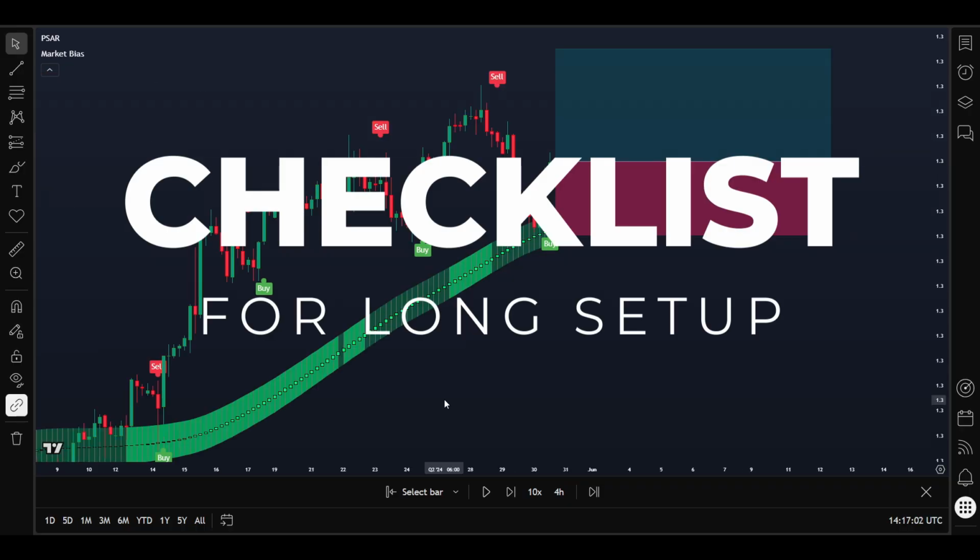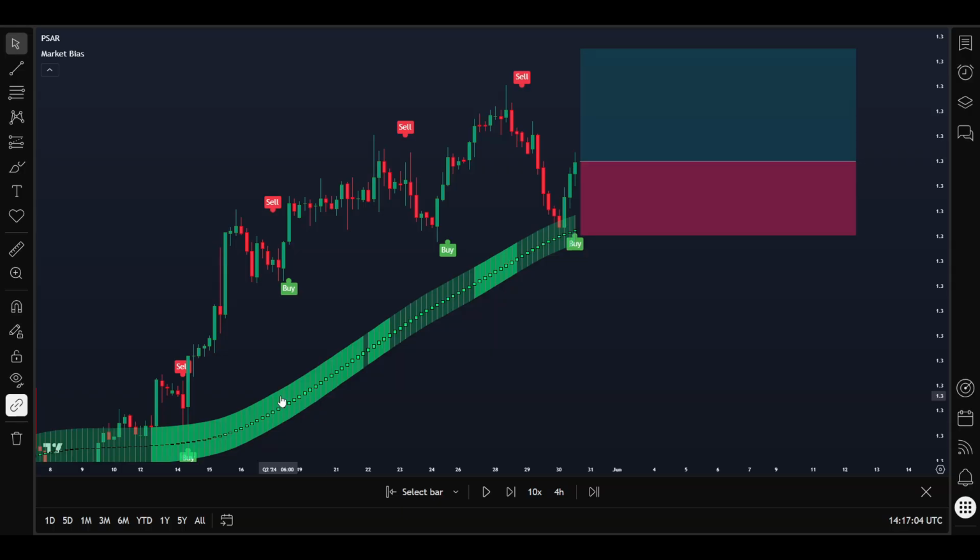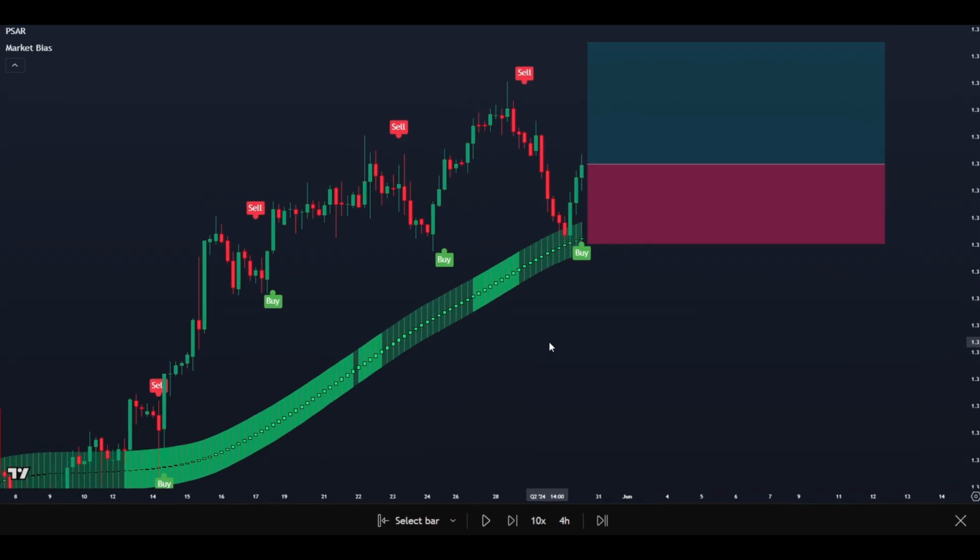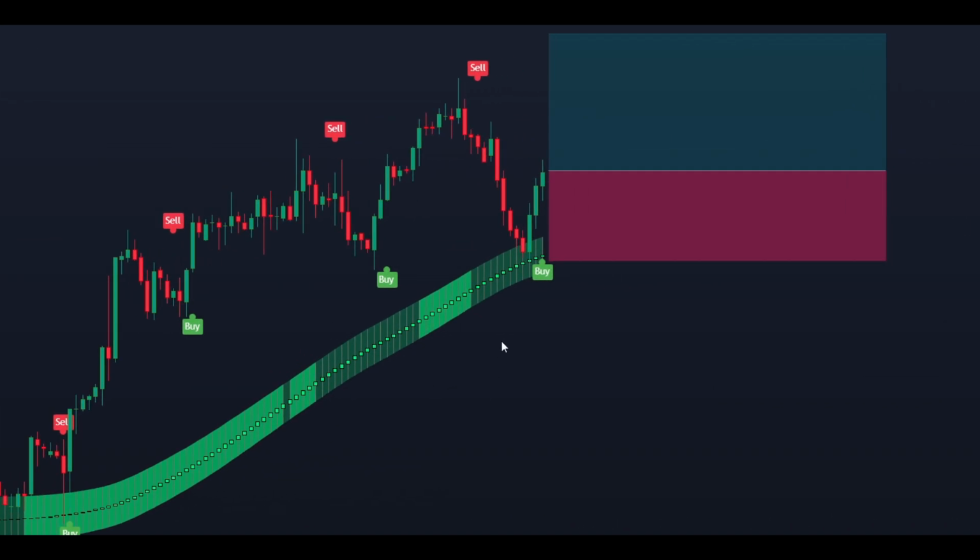Long setup checklist. 1. Trend and location. Market bias ribbon is green and price is trading above it. This anchors us to the dominant side. 2. Pullback quality. Price touches the ribbon without closing below it. At the touch, the ribbon shade is dark green, not bright. That tells us the dip was controlled, not a full momentum break.